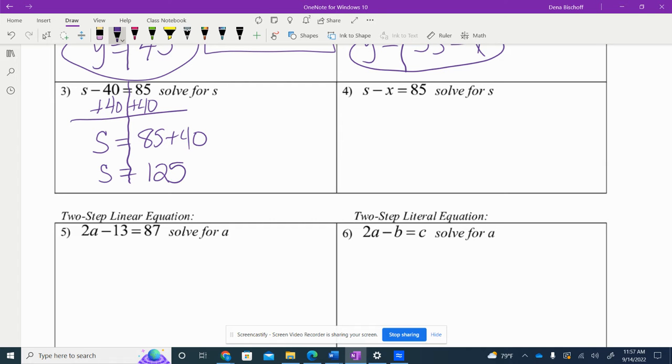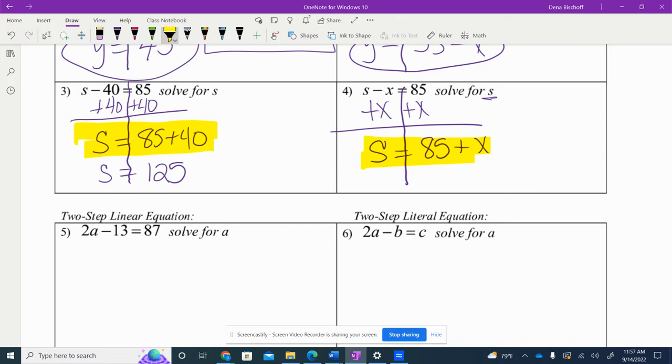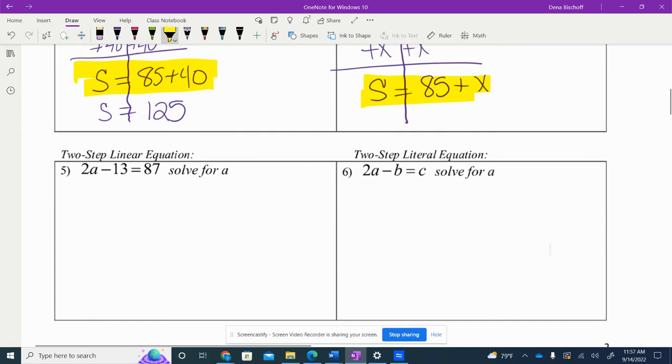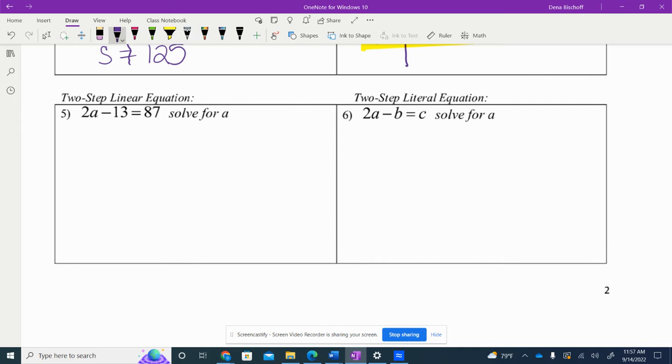Now let's look at the right side. I'm trying to get S all by itself again. What do I need to do over here? Add X. You guys are getting it now. So S equals 85 plus X. Again, this looks very similar to this. I'm just replacing the number 40 with an X. That's all I'm doing. Are you okay with that? Okay. Now we're going to talk about two-step literal equations.